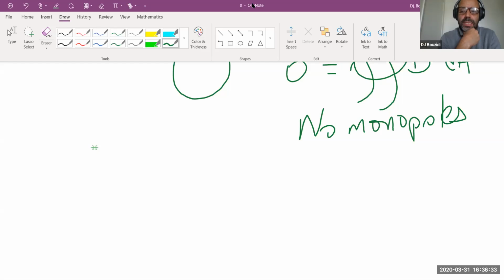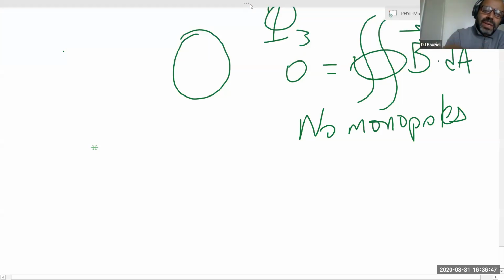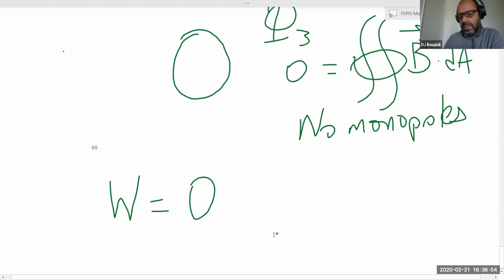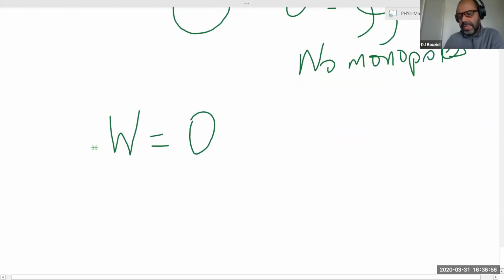So the question is this: how in the world are we going to use magnets to make things move? For you to make something move, you need something to do work. But I argued in the lecture that the magnetic field does no work. W equals 0. And it's very simple. Why is that? Because of the cross product again.